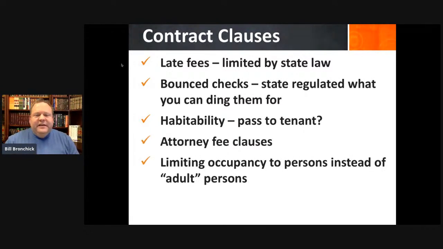Limiting occupancy to persons instead of adult persons. This can be a discrimination issue. So again, in a 3-bedroom place, you can't say that if they've got an adult with 3 kids, it's limited to 5. You could say limited to 2 adults, but you can't say limited to 5 people because if they have more kids, you can't charge them extra for extra kids. That would be discriminatory.